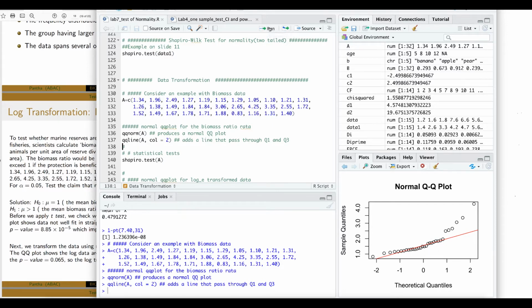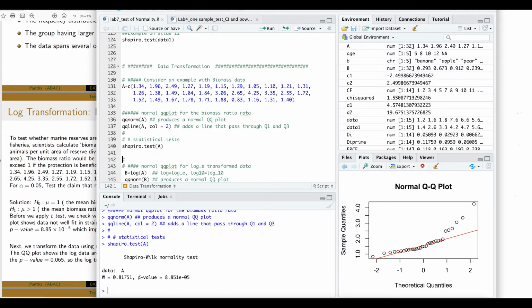So I want to do the Shapiro-Wilk test. If I do that, I get a p-value of 8.85 times 10 to the negative 5, which is less than alpha. So p-value less than alpha means what? Let me write that down. p less than alpha means the data is not normal, right? Because the p-value is so small, the data is severely deviated from normality. So you can say that from here. That is the Shapiro-Wilk test result.